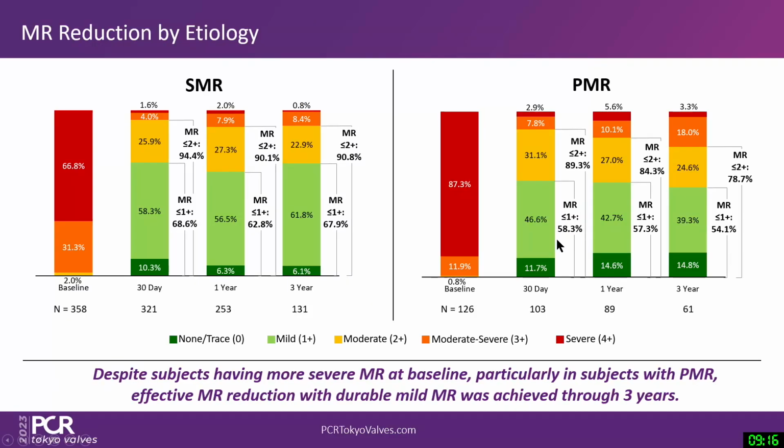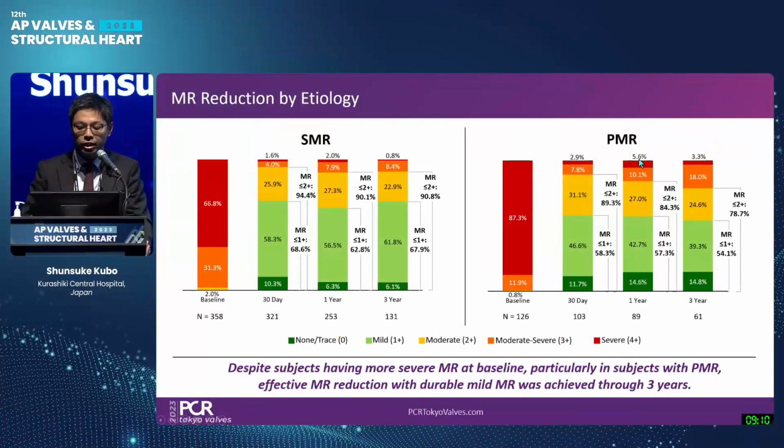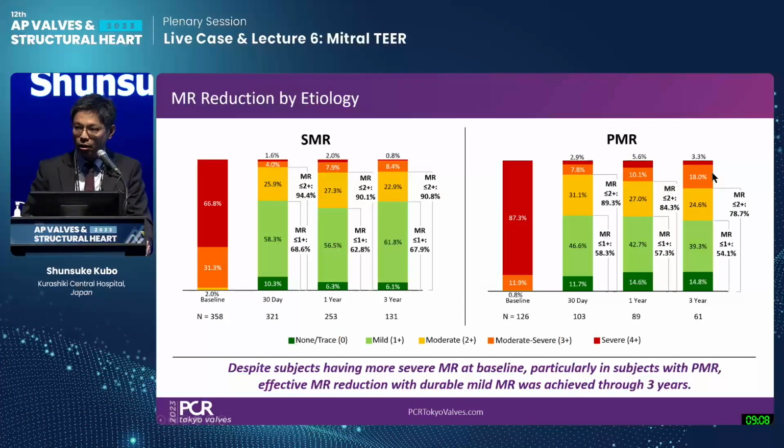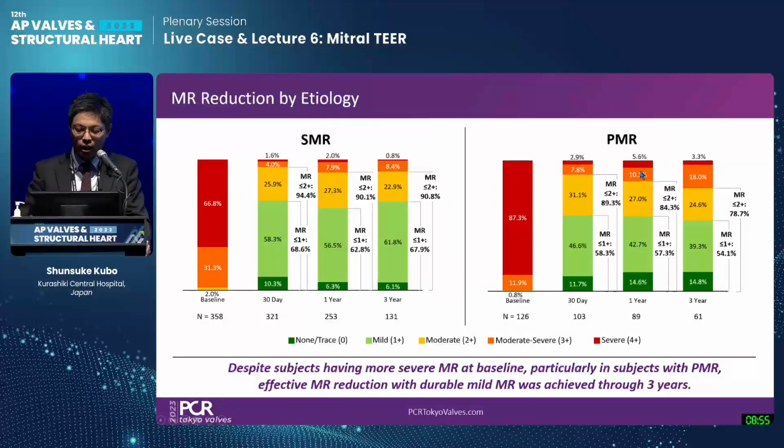64%. However, if we divide into primary MR compared to secondary MR, the MR recurrence of the primary MR is a little bit high, because at 3 years, as you can see, moderate-severe or severe MR was observed in more than 20%. It's a little bit high, and I think it is a limitation of the previous T2 device.